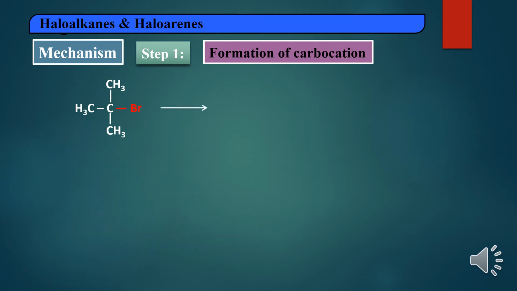So in the presence of polar solvents, it undergoes ionization. Then there will be formation of tertiary butyl carbocation and bromide ion. This step 1 is a slow step. Ionization is a slow step, and the slow step is always the rate determining step. That's why the rate is directly proportional only to the alkyl halide. Only alkyl halide, so that's why the order is 1 here.